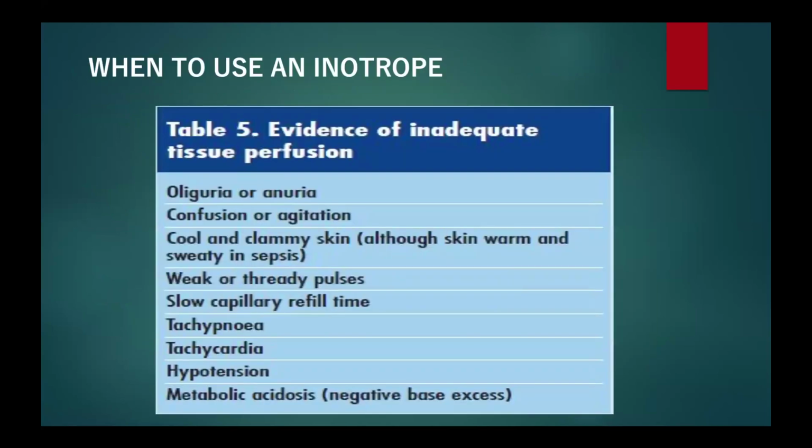As we all know, as I have already mentioned, evidence of inadequate tissue perfusion are the signs of shock, which we'll be looking into: slow capillary refill time, weak or thready pulse, cold and clammy peripheries, tachypnea, tachycardia, hypotension, metabolic acidosis, oliguria, or anuria.